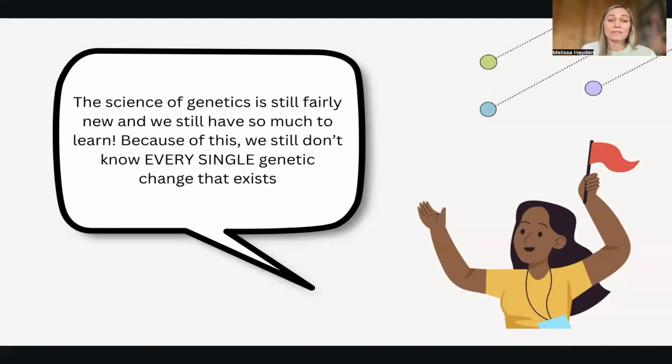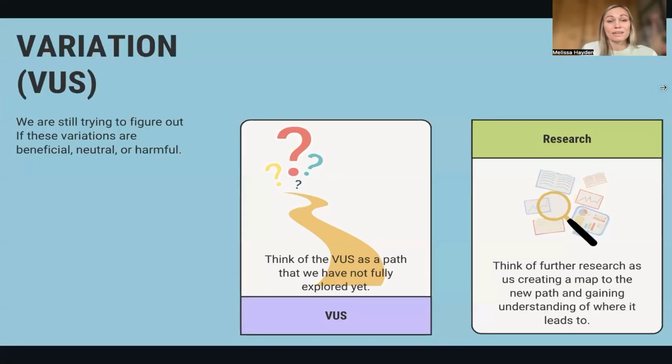The science of genetics is still fairly new, and we still have so much to learn. Because of this, we don't know every single genetic change that exists. Sometimes we encounter variants that are still a mystery, known as variants of uncertain significance, or VUS. These genetic changes haven't been fully studied yet, and scientists are still working to understand their impact. They could be harmless, helpful, or harmful, but for now, the outcome is unclear. It's like coming upon an unknown path in the maze. We don't know where it leads yet, but with more exploration, we can map the way and uncover its true direction. The research scientists are doing is like that ongoing exploration, gradually creating a clearer map of what each path might mean.